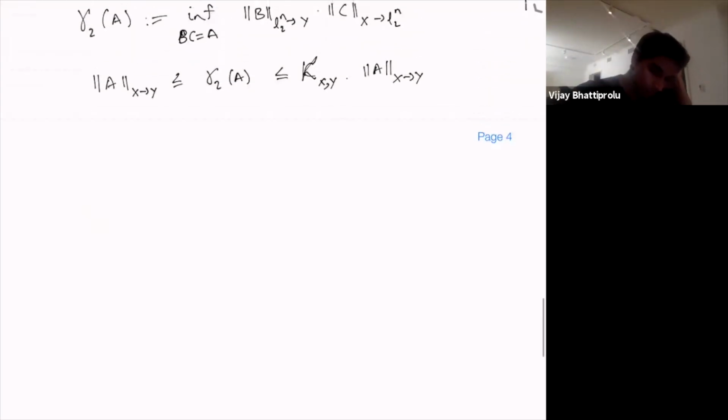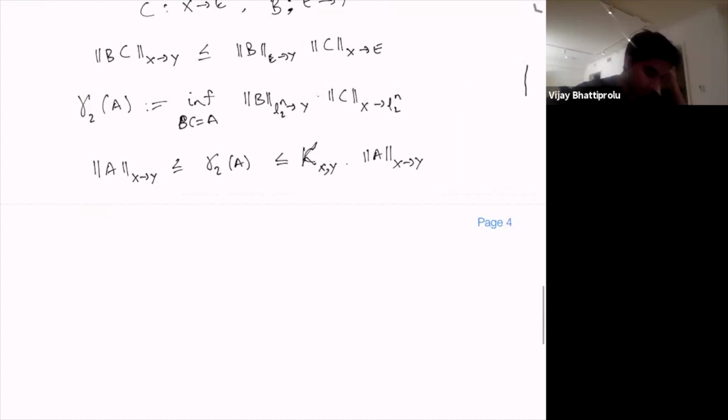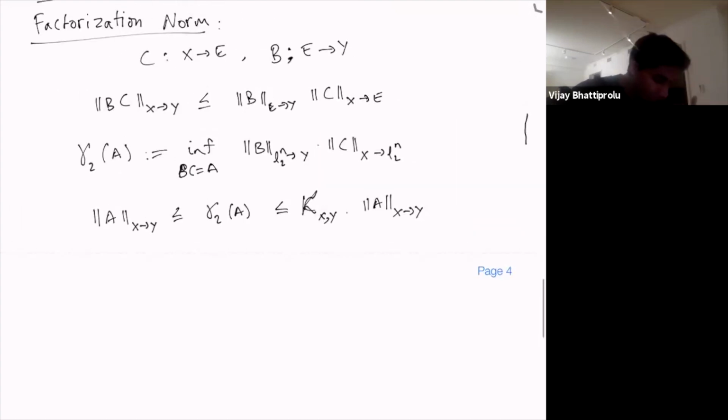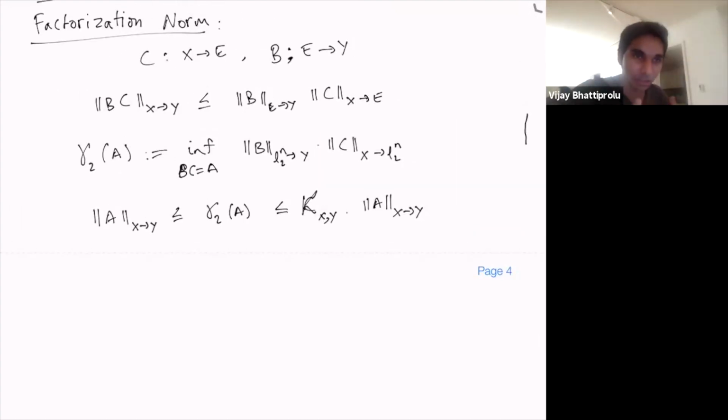So last time I stated 4 factorization theorems. Just to give people a heads up, there are many variants of this factorization norm, and they're going to appear in the theorems that I'll state shortly. This is just one possible factorization norm.